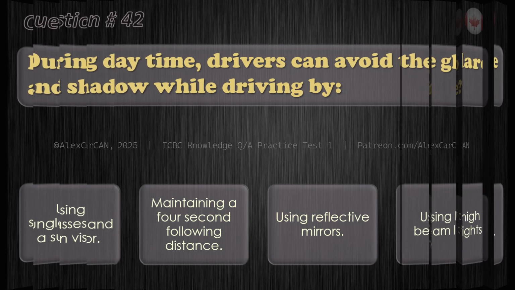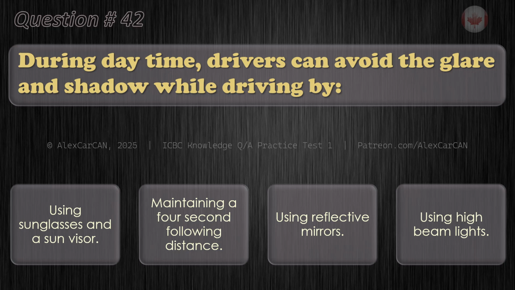Question number 42. During daytime, drivers can avoid the glare and shadow while driving by using sunglasses and a sun visor, maintaining a 4-second following distance, using reflective mirrors, using high beam lights. The correct answer is using sunglasses and a sun visor.